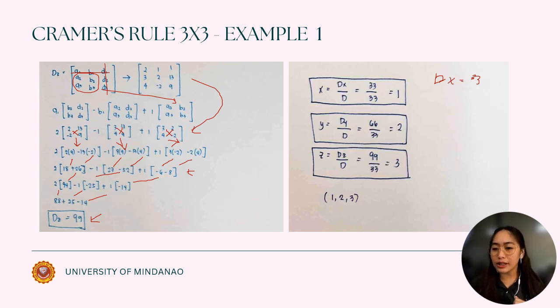Okay, D sub y is 66 divided by our D, which is 33, that's equal to 2. D sub z is 99 and our D is 33 again, so that's 3. So basically, our solution for the problem is just 1, 2, and 3 for our x, y, and z.